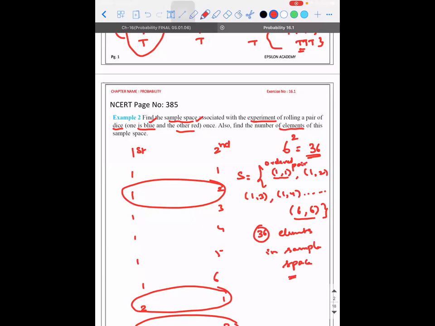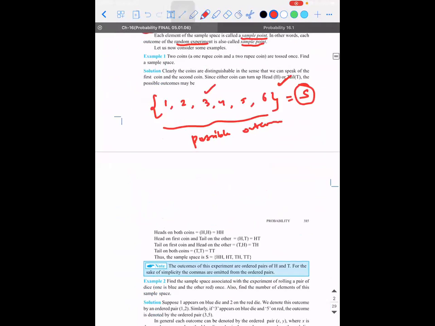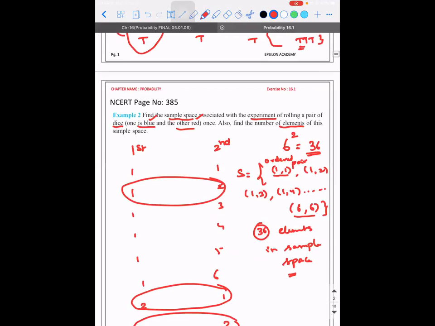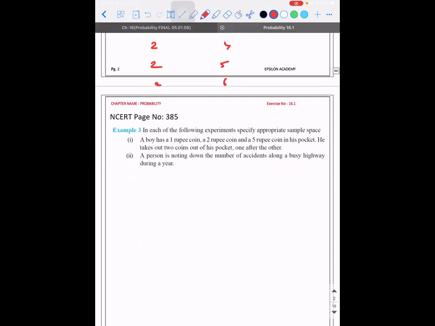I hope it is clear. Yes or no? Clear, sir. So that's what is written here. See, 1, 1, 1, 2, all these things. Like this, we have 36. Right. Next, we'll go to the other question.